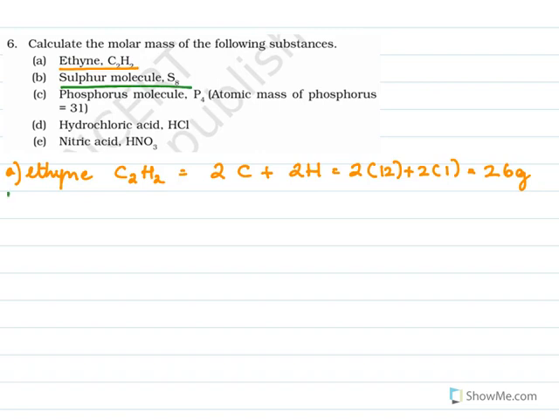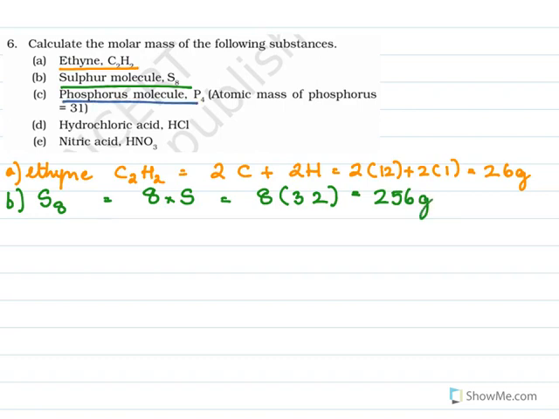Then the molar mass of sulfur. So sulfur is S8. So S8 means 8 atoms of sulfur. That is, sulfur is 32. So 8 into 32, which is 256 gram. Next is a phosphorus molecule. The phosphorus molecule is P4, which is made up of 4 phosphorus atoms. So 4, and the phosphorus is 31. Each one phosphorus is 31, so when you multiply you get 124 gram.